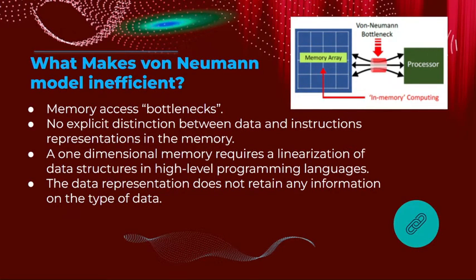Also, there is no explicit distinction between data and instructions representations in memory. That means that there's no distinction between data and instructions. This distinction has to be brought about by the CPU during the execution of any program. So that means more computations.